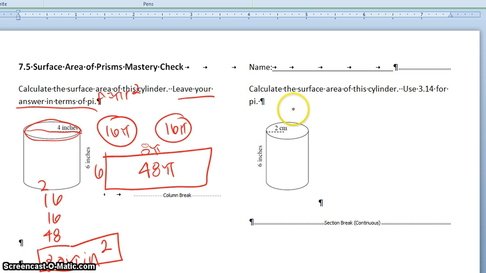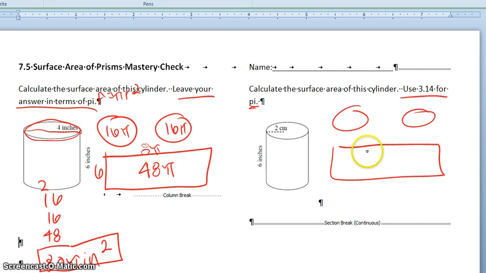All right, number 2 says to calculate the surface area of the cylinder. This time we're going to use 3.14 for pi. So I'm going to do the same thing. I'm going to break it into the top, the bottom, and the rectangular label. The area of my circle is pi times radius squared. So the radius of my circle is 2. So 2 squared means 2 times itself, which is 4. And so I have 4 pi for the area of the top and the bottom.